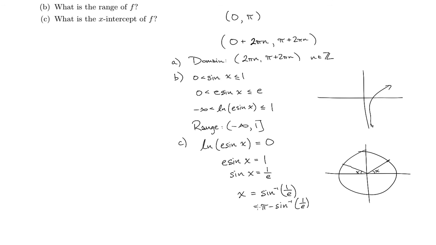And then, of course, we could have those angles and then add 2 pi any number of times. So plus 2 pi n, where n is an integer. So those are our x-intercepts.